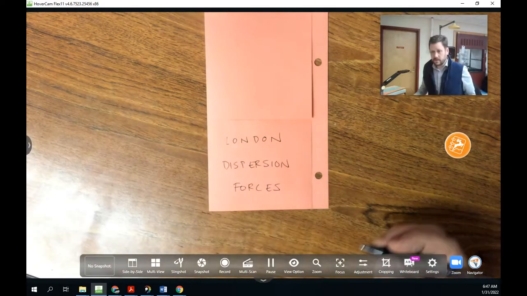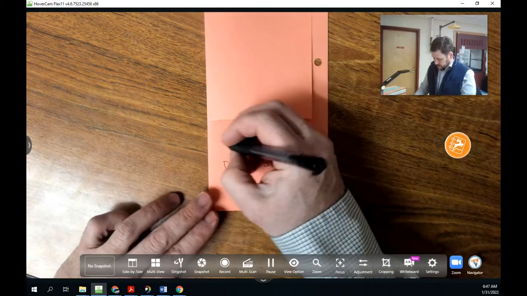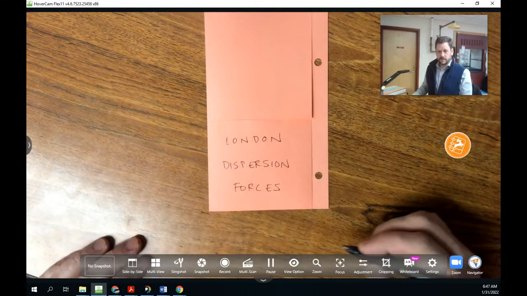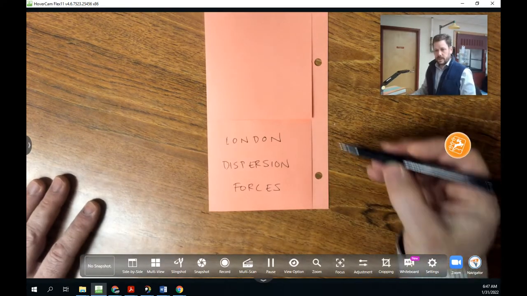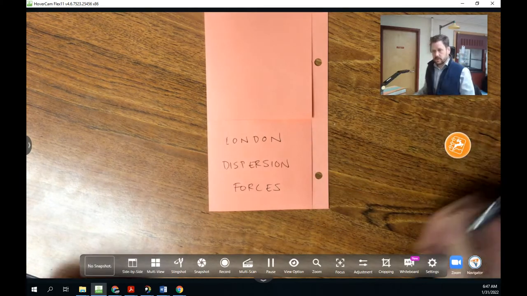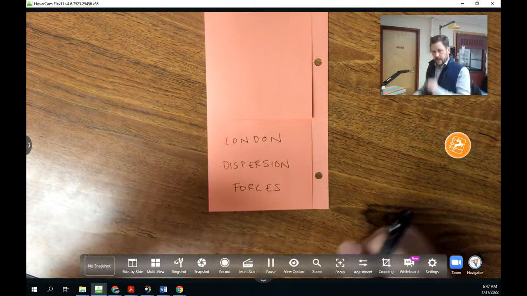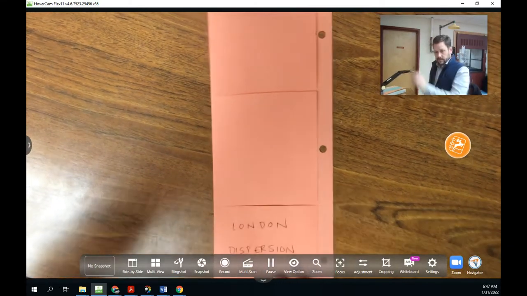London dispersion forces are sometimes called van der Waals forces, but the term van der Waals forces is also used to describe all intermolecular forces in general. So we're going to use this term London forces or London dispersion forces. We'll talk about those in a moment, but let's just preview all three at once first.